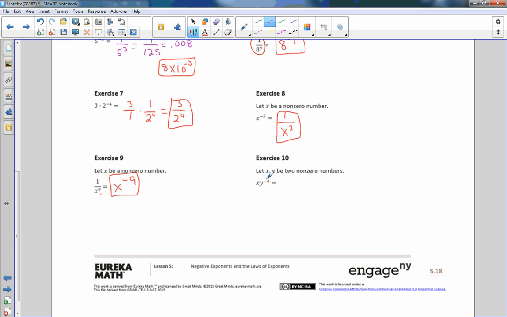x times y to the negative 4. There is no parentheses here, so the negative 4 is only the power of y, not the power of x. So I'm going to rewrite this as x over 1 times y to the negative 4 over 1 for starters. And then I'm going to flip the one that has the negative. So now it's going to be 1 over y to the positive 4. Now when I multiply x times 1, I get x. Multiply 1 times y to the 4th in the denominator, and I get x over y to the 4th.